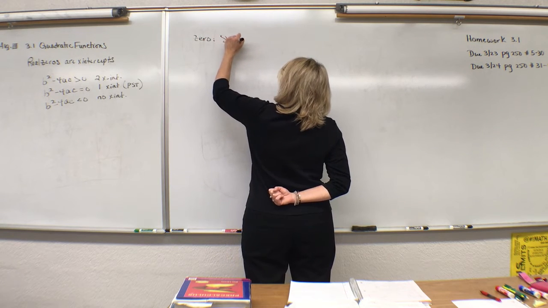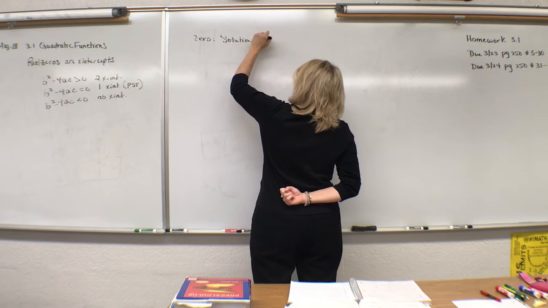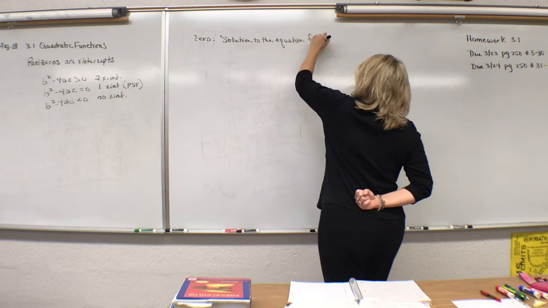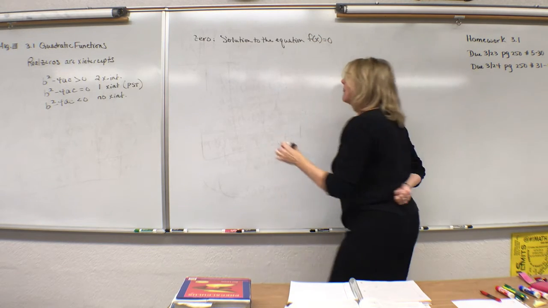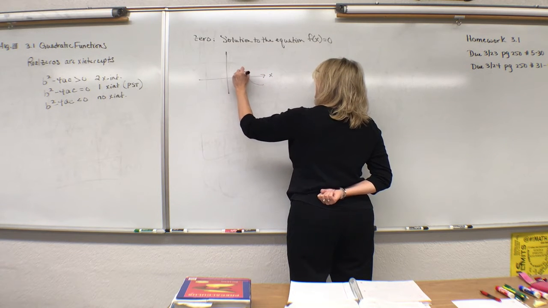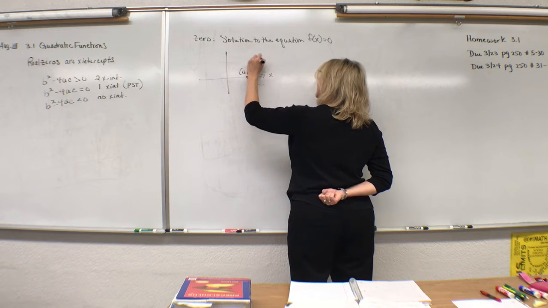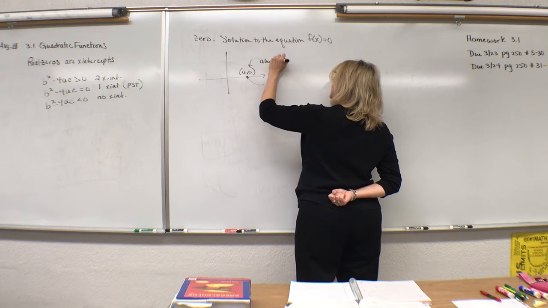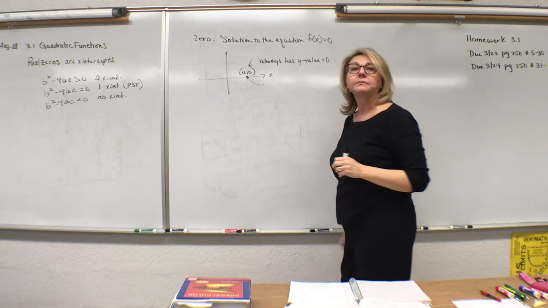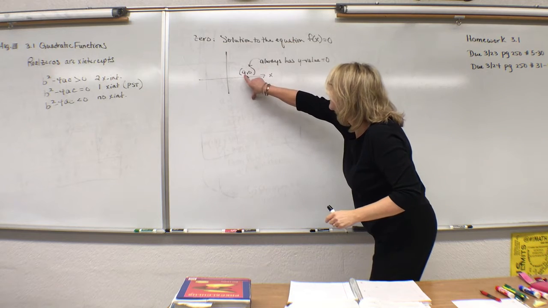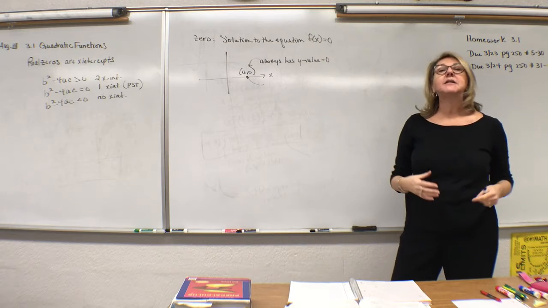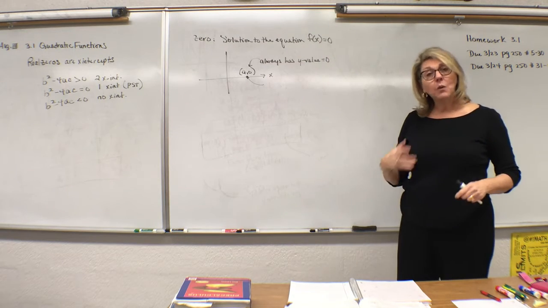Now you may recall when we talk about a zero, it is a solution to the equation f of x equals 0. Because let's think about that for a second. When we talk about the x-axis, isn't it true that every single point on the x-axis always has a y value equal to 0? So again, I'm looking for the values of x in these ordered pairs that when plugged back into the original equation would yield a 0 in the y value, and that's why they're called zeros.